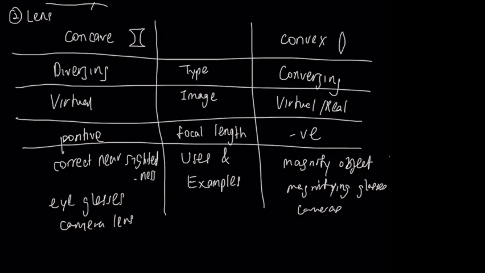Cameras. Basically, both of them are used simultaneously, due to the property of diverging and converging. When the camera zooms in, you use a convex lens so that it can magnify the object, and a concave lens when you are zooming out. That's basically it.